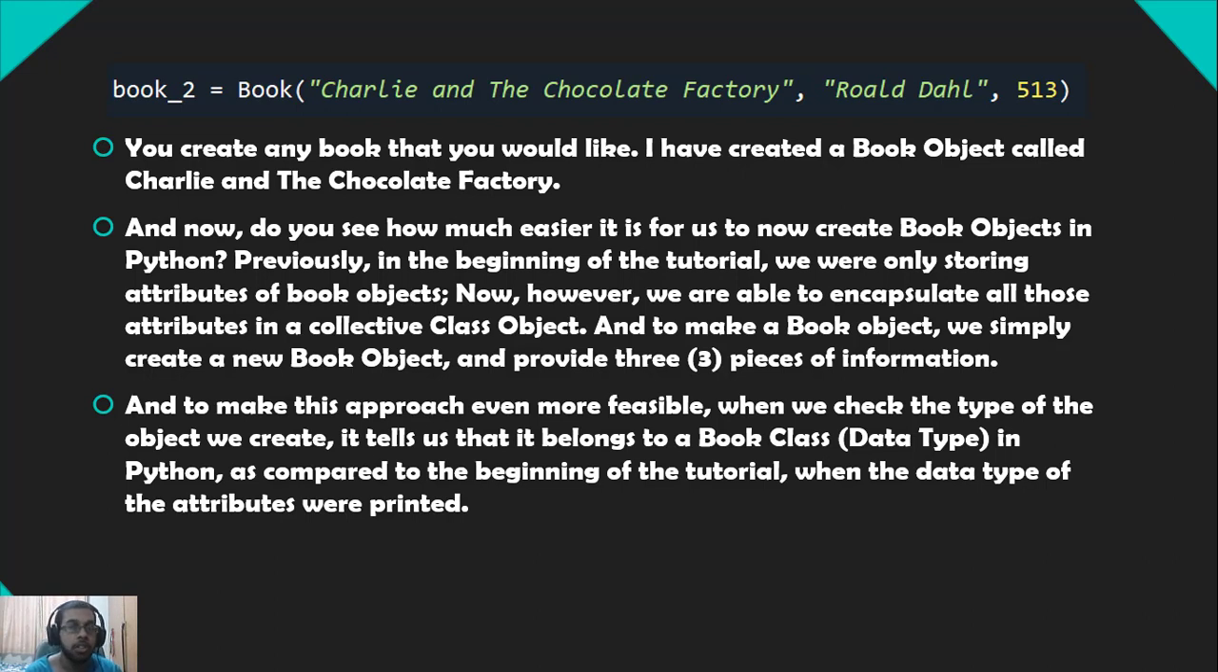Previously, in the beginning of the tutorial, we were only storing attributes of the book objects. Now, however, we are able to encapsulate all those attributes in a collective class object. And to make a book object, we simply create a new Book object and provide three pieces of information. And to make this approach even more feasible, when we check the type of the object we create, it tells us that it belongs to a Book class data type in Python, as compared to the beginning of the tutorial when the data type of the attributes were printed.